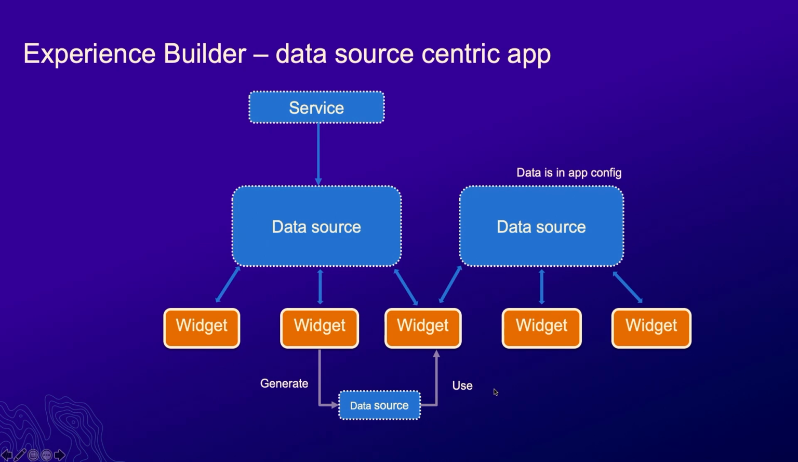Data can be from a remote server, it can be stored in the app. It can be generated by a widget and used by another. So for instance, if I have a widget that allows people to paste a URL for a feature service, that widget's going to generate a dynamic data source on the fly. Data source instances and statuses are also injected into the widget, so that widget can use the data source. And then, of course, a widget can have more than one data source.